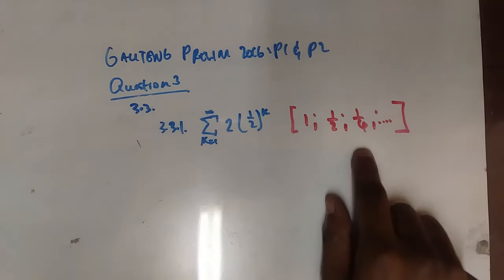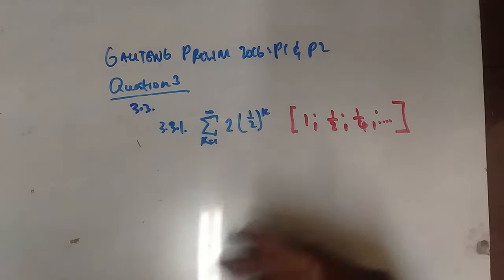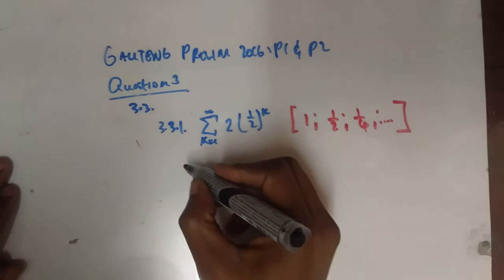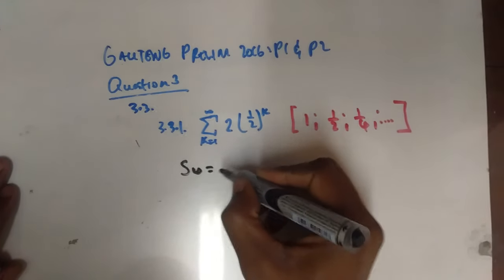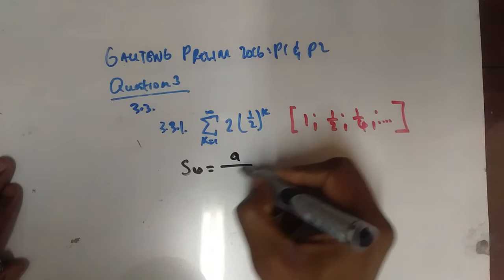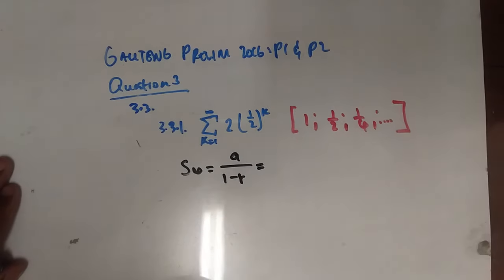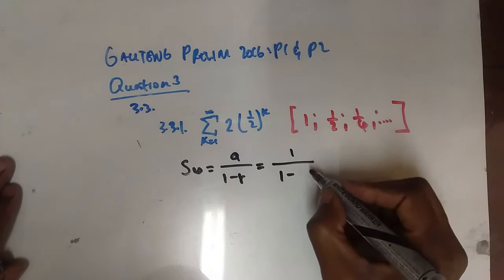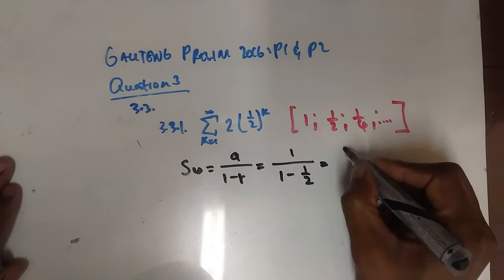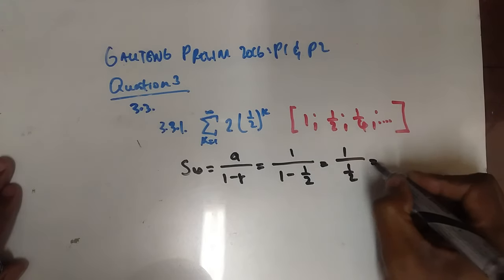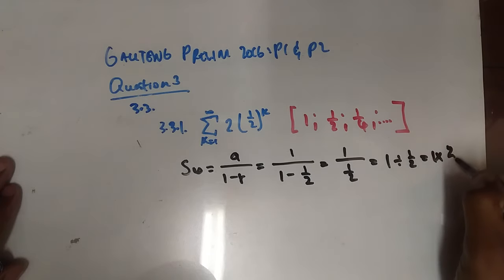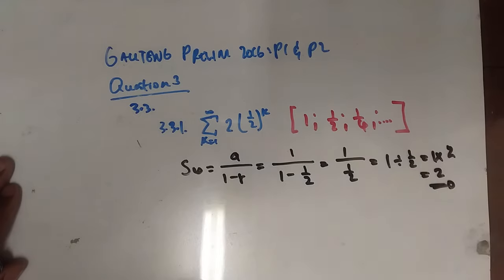I'm just doing this to be able to know what to substitute when I've got an equation. So my S infinity is equal to a over 1 minus r, which is 1 over 1 minus 1 half, which is 1 divided by 1 half, which is 1 times 2, which equals 2. So our S infinity is equal to 2, guys.